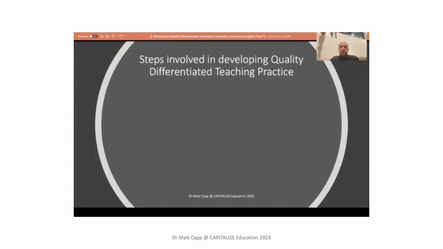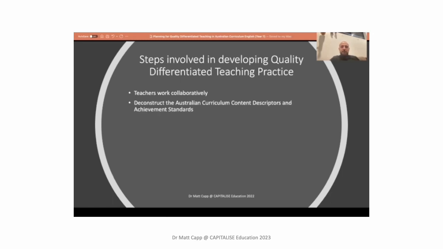There are a number of steps involved in developing quality differentiated teaching practice. They are teachers working collaboratively. There's significant research out there that shows that when teachers work collaboratively, they become better at their profession, and they're more accurate in terms of the use of the curriculum and more targeted in the strategies they use. And it ensures consistency of practice between classrooms.